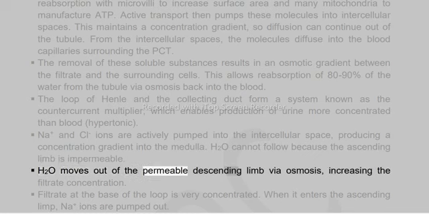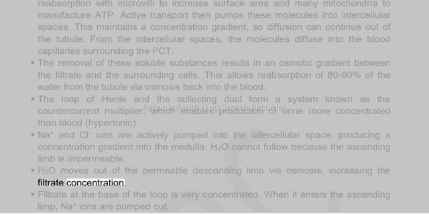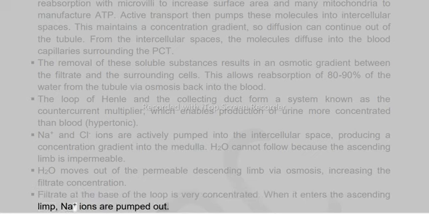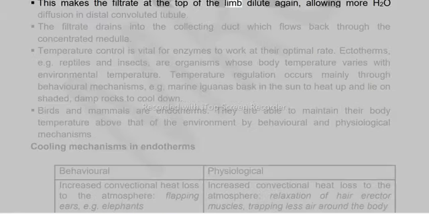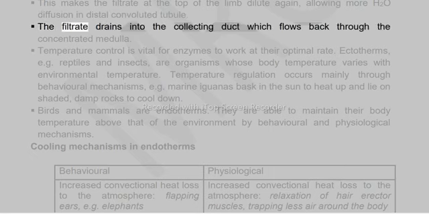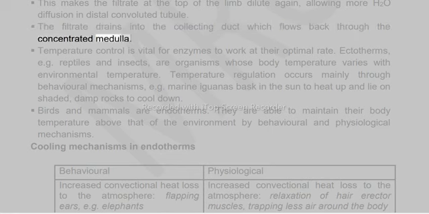H2O moves out of the permeable descending limb via osmosis, increasing the filtrate concentration. Filtrate at the base of the loop is very concentrated. When it enters the ascending limb, Na+ ions are pumped out. This makes the filtrate at the top of the limb dilute again, allowing more H2O diffusion in the distal convoluted tubule. The filtrate drains into the collecting duct, which flows back through the concentrated medulla.